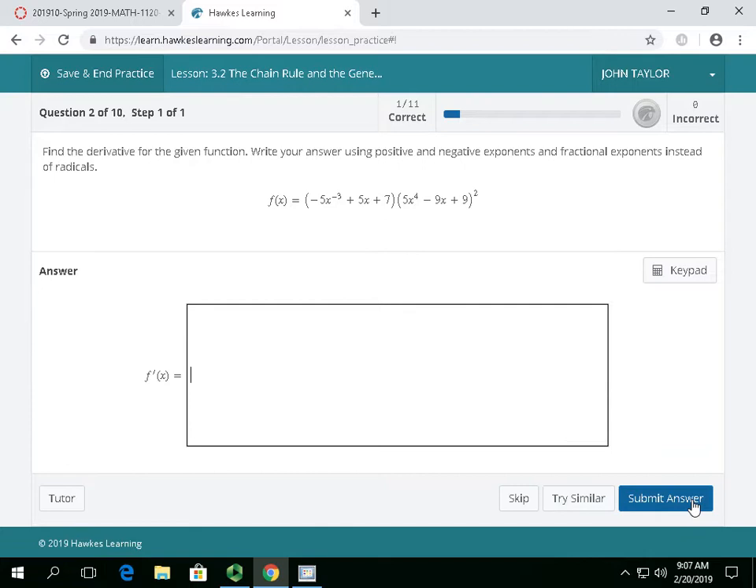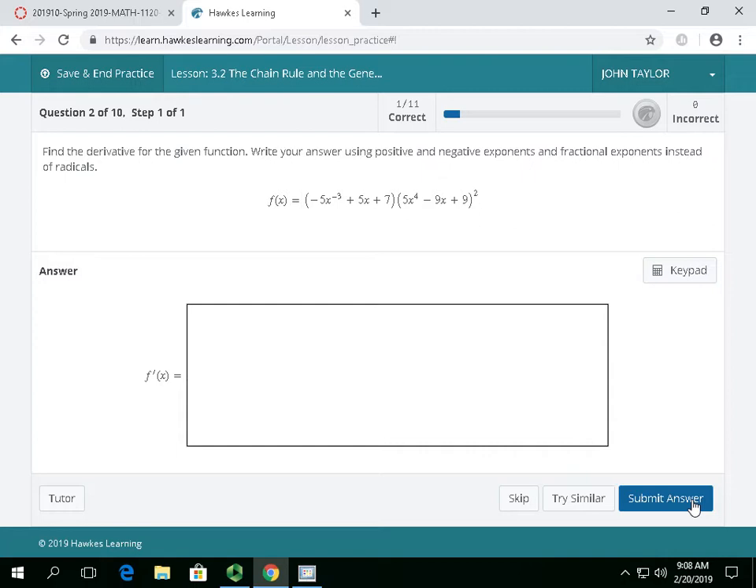Now, I'm not going to say this thing's not a pain in the butt. It is, because this is a computer, I don't care what system you use, typing in a large derivative. Here's one more. We'll do this one right here. I got negative 5x to the negative 3 plus 5x plus 7 times 5x to the fourth minus 9x plus 9 squared.